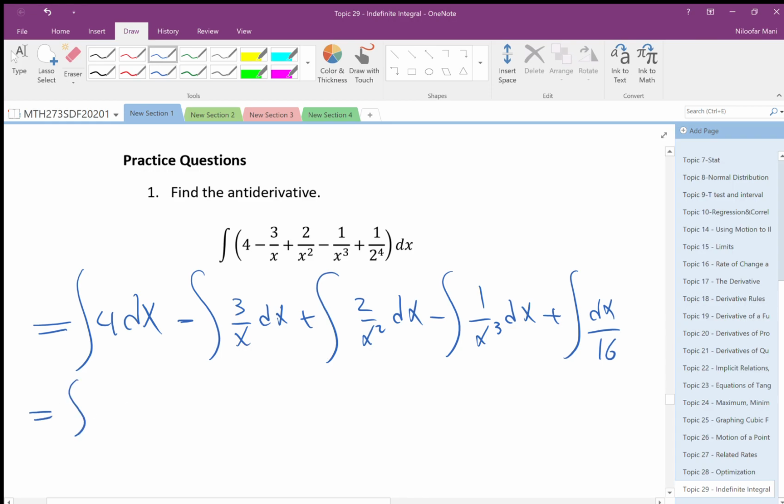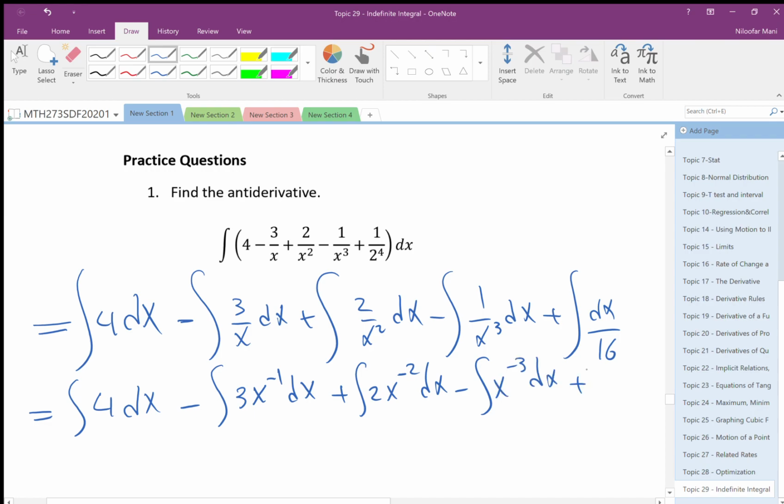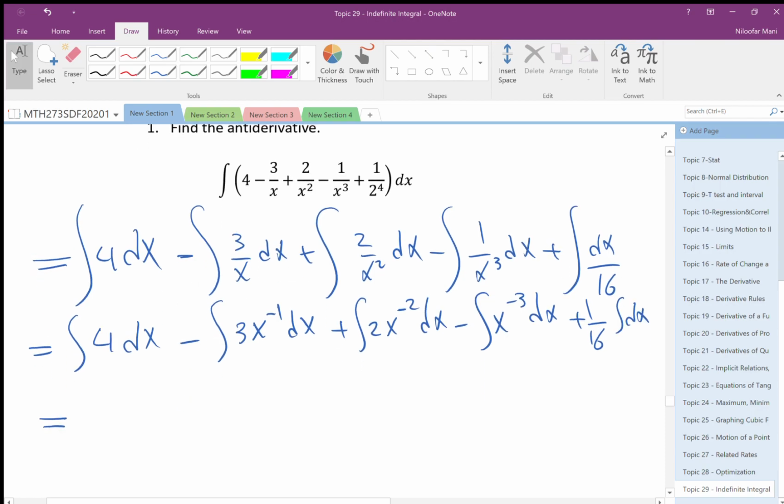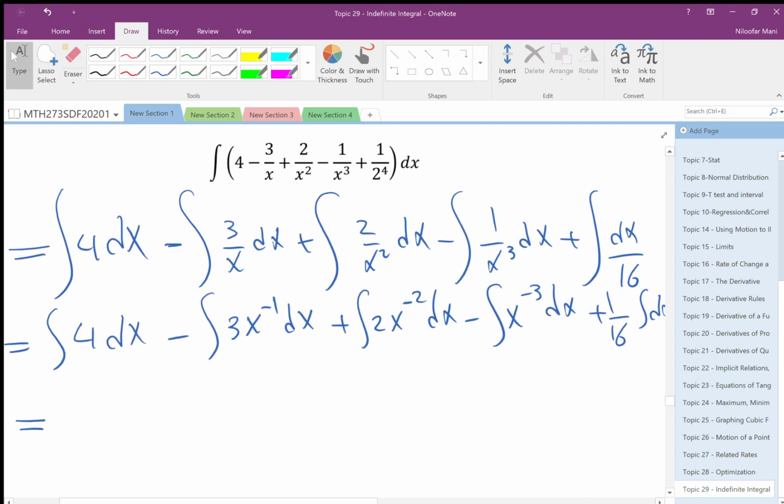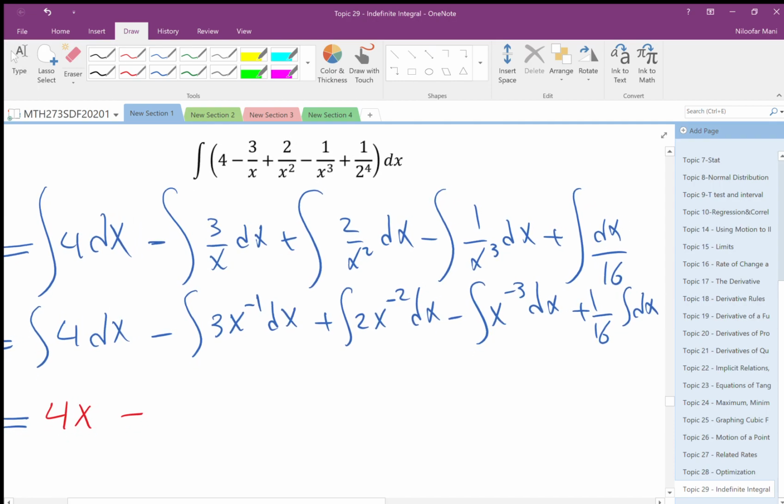Now I find the answer. But before that, I can do it this way: 3x power minus 1 dx plus 2x power minus 2 dx minus x power minus 3 dx plus 1 over 16 integral dx. Which is, do it one by one, okay? So it is 4x minus 3 over 2, oh sorry, okay, this is a good thing I want to show you here.